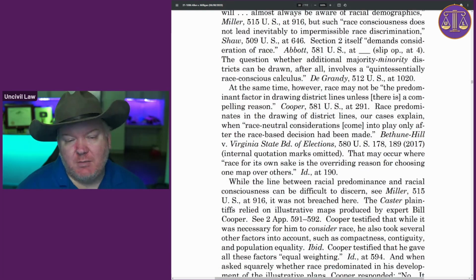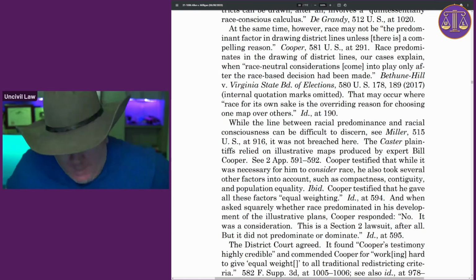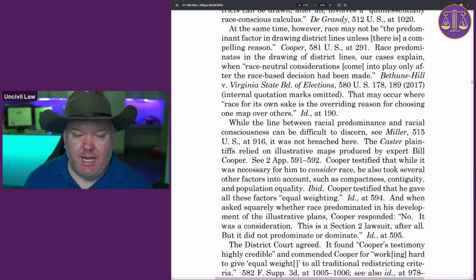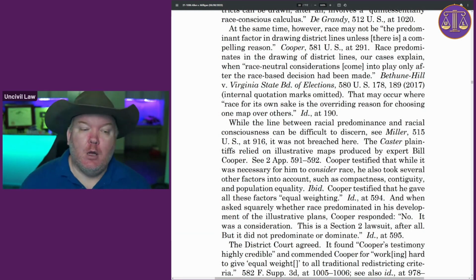At the same time, however, race must not be the predominant factor in drawing district lines unless there's a compelling reason. Race predominates in the drawing of district lines, as our case explains, when race-neutral considerations come into play only after the race-based decision has been made. That may occur where race for its own sake is the overriding reason for choosing one map over others.